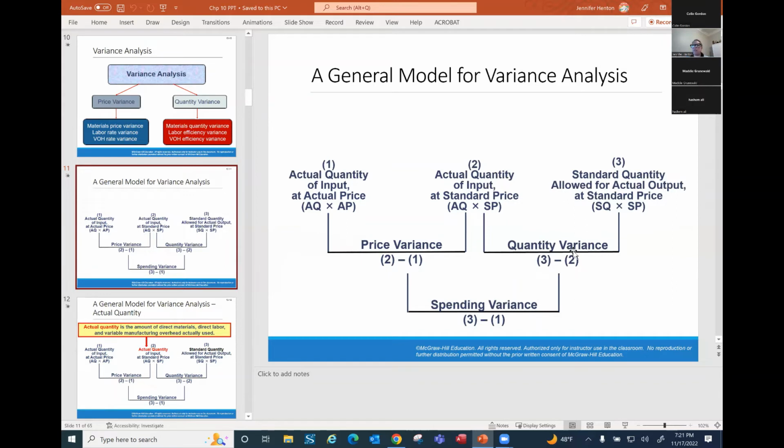And then for the quantity variance, we're going to be looking at the standard price for both of these. So the price is not going to change, only the quantity is going to change. That way I can see what my quantity variance is. The two together, the price variance and the quantity variance, are my spending variance.